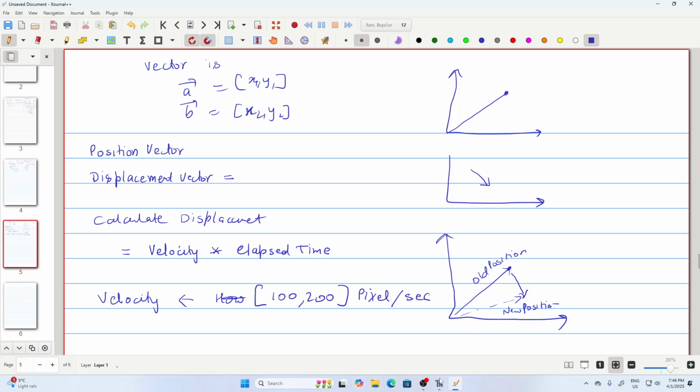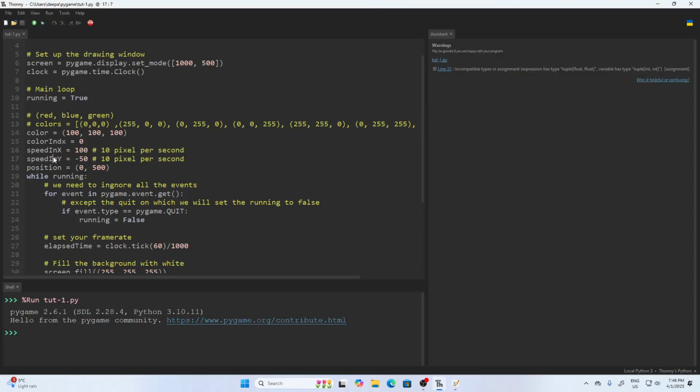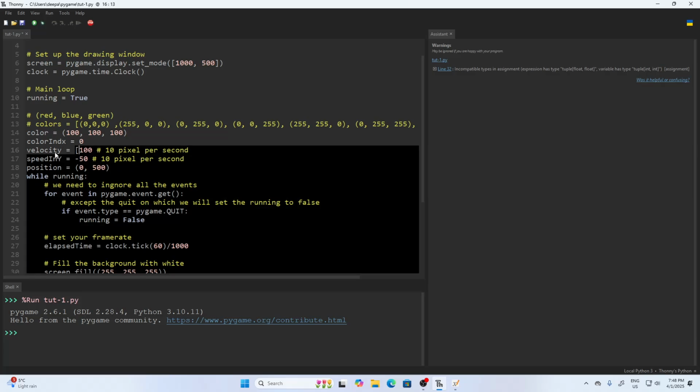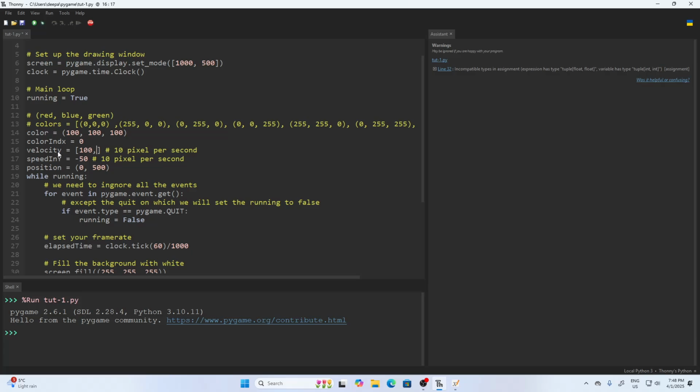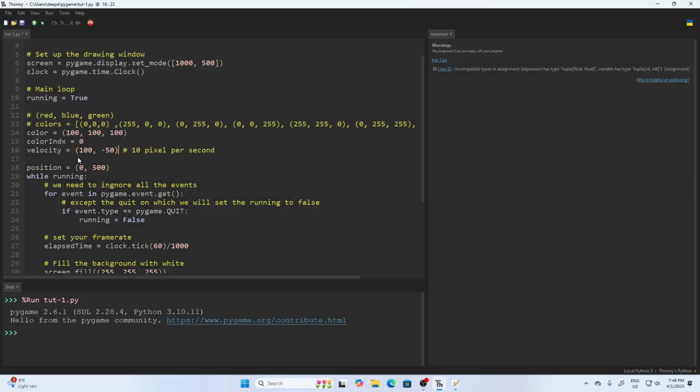Okay, and then we'll think about how to make the code even better. So instead of writing like this, we can just say velocity, and we'll write brackets, comma minus 50. And we don't need these. Also, we don't want to use a list, we want to use a tuple. Tuple is a better way of representing a vector. So we're going to use the tuple. Now we have this, and this is our position vector.